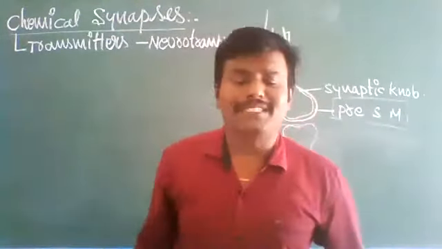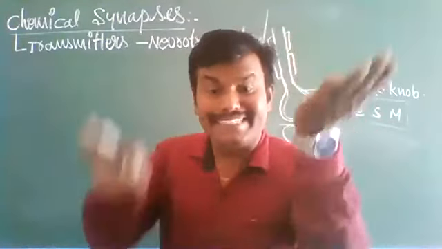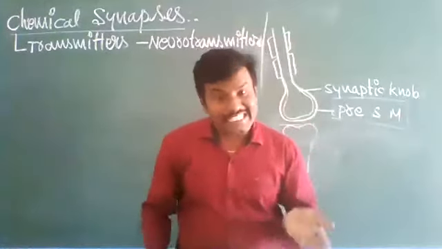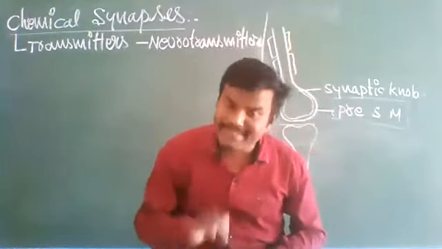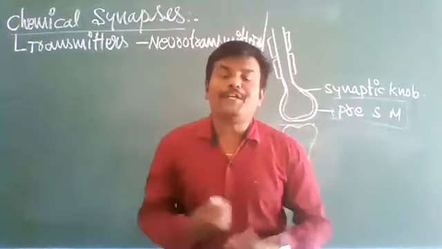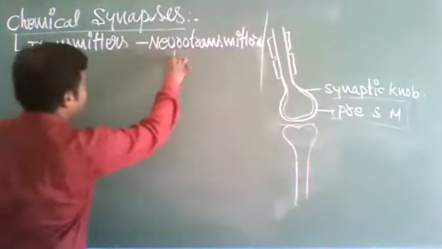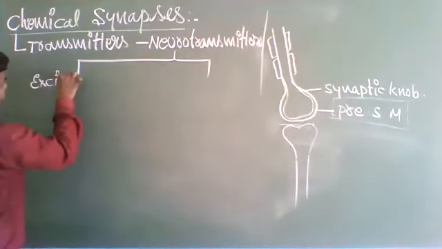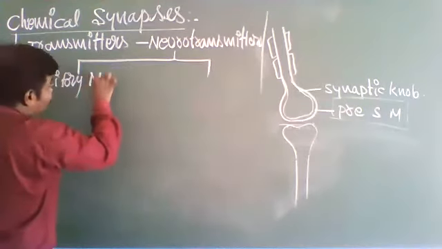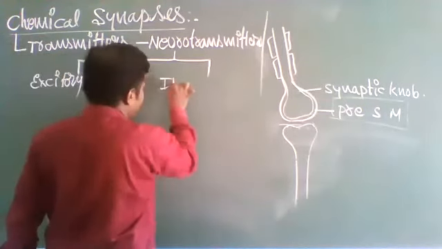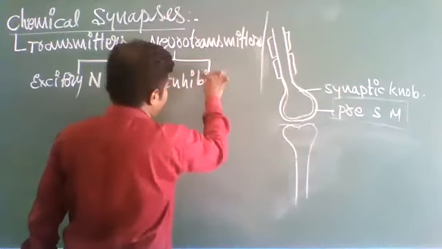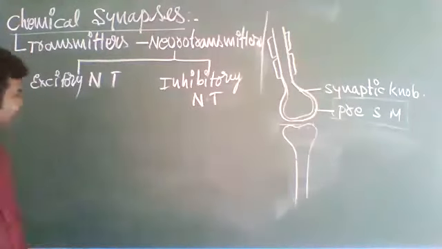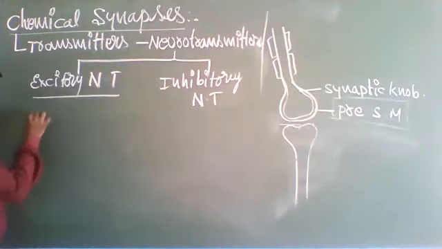The neurotransmitters are again two types: excitatory neurotransmitters and inhibitory neurotransmitters. Both are important to our body.